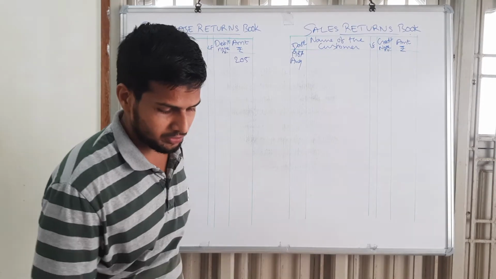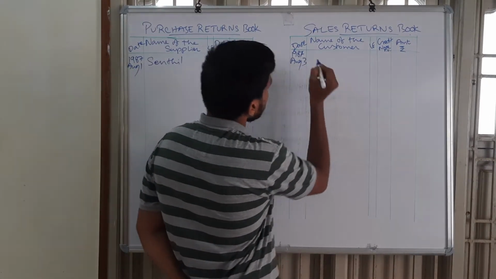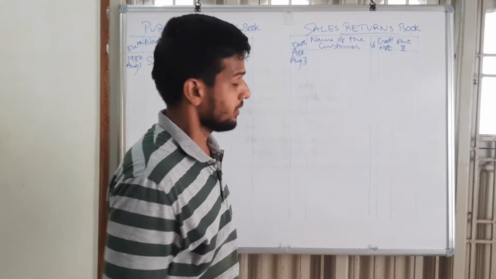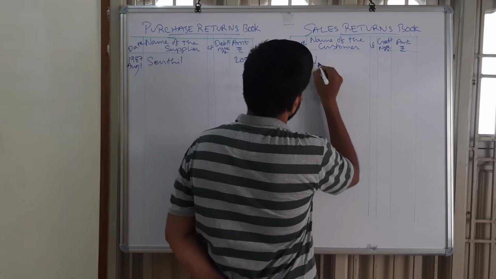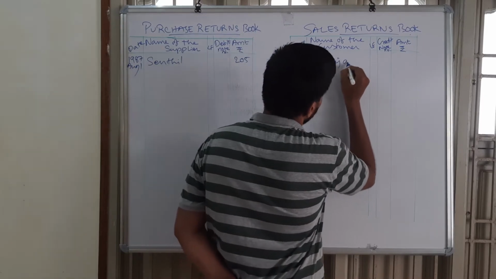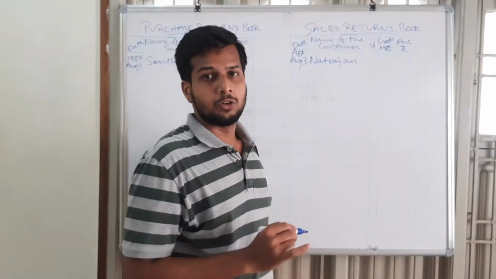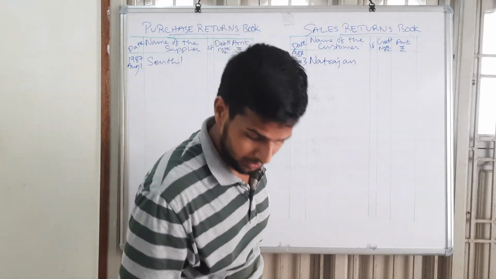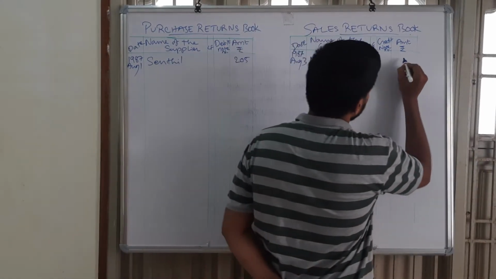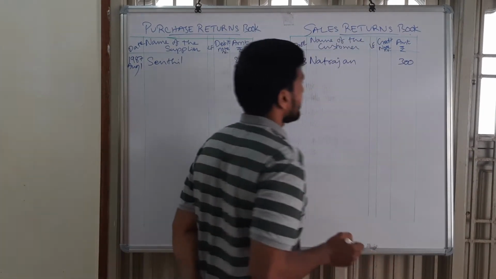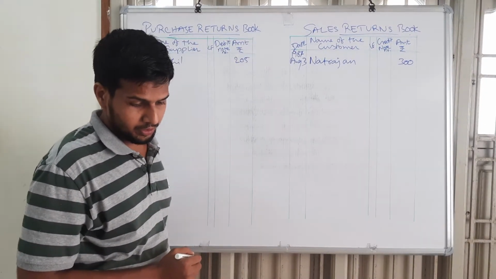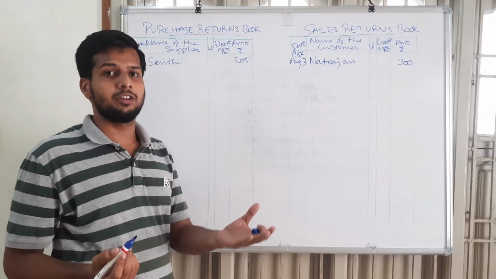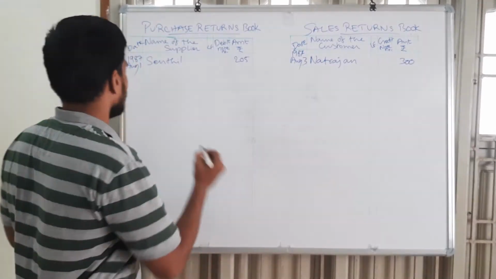So on August 3, the date of the transaction, received goods returned by Natarajan. Name of the customer: Natarajan. There is no credit note number or debit note number given in the question, so we straight away write the amount, 300 rupees. And next we go for August 5, goods returned to Kannan. Returned to Kannan means that is purchase returns to Kannan.